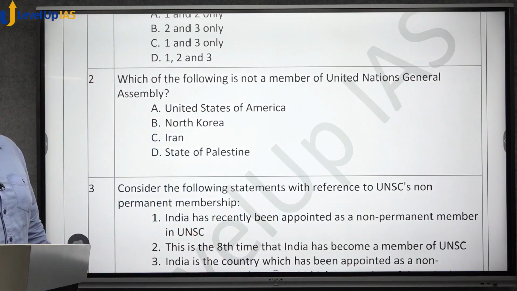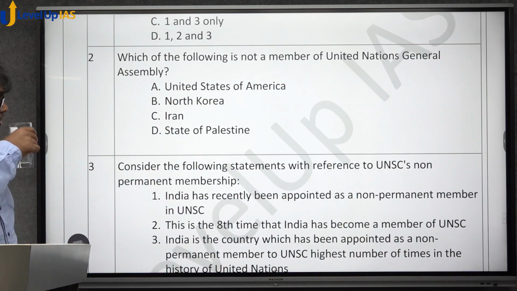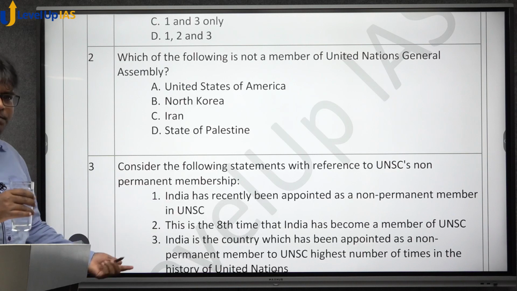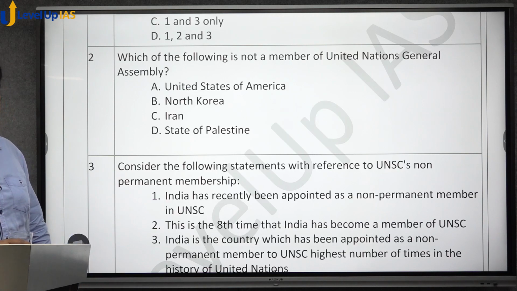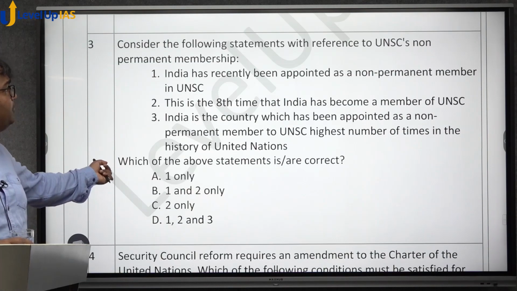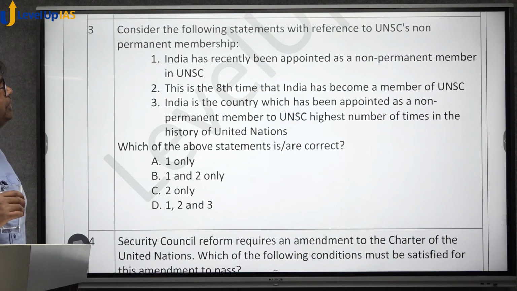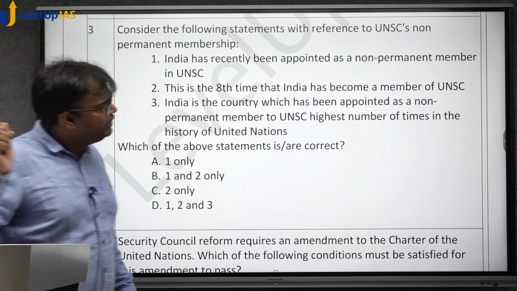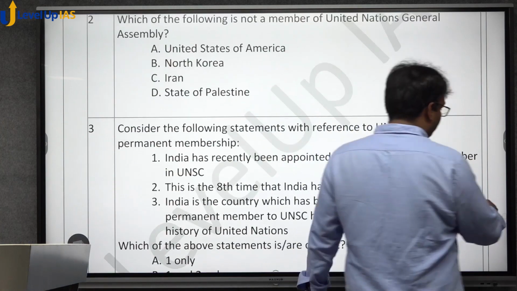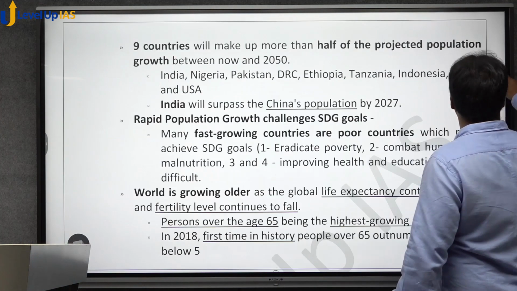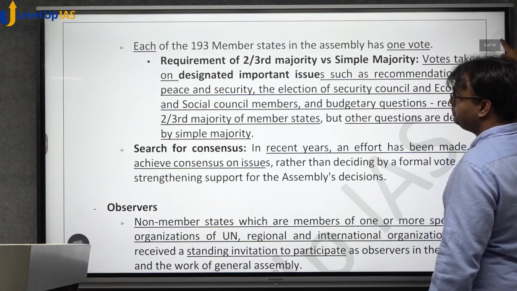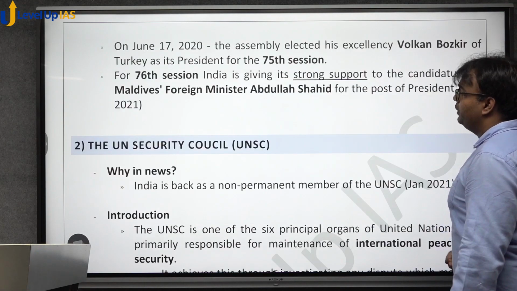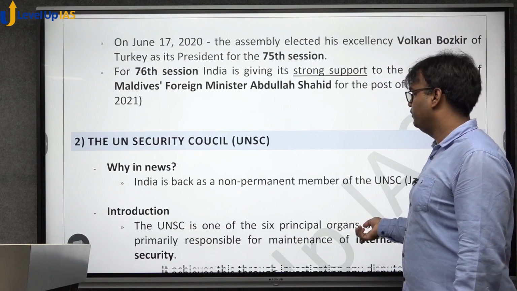Who'll answer it? Suraj. Which of the following is not a member of the United Nations General Assembly? So, you just read State of Palestine, so we know State of Palestine is not a member. In general, all other countries are members there. Okay, consider the following statements with reference to UNSC's non-permanent membership. Here we are coming to UNSC. Let us first study UNSC before we solve questions related to UNSC. United Nations Security Council.